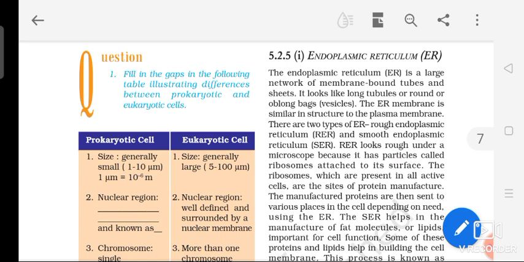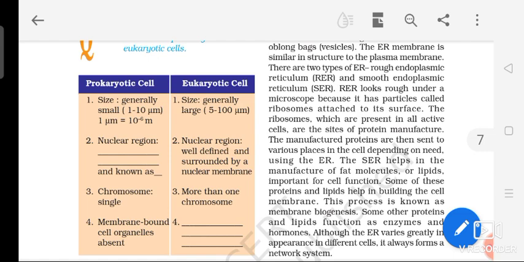So the first one is the endoplasmic reticulum. Endoplasmic reticulum is made of membrane bound tubes and sheets, and it looks like long tubules and vesicles. There are two types of the endoplasmic reticulum. The first one is the RER and the second one is the SER. RER contains ribosomes, while the SER does not contain ribosomes. Because of the presence of ribosomes on RER, it synthesizes the proteins, while SER synthesizes the lipids.